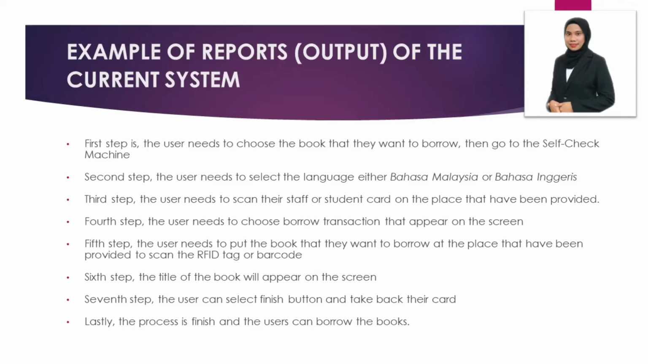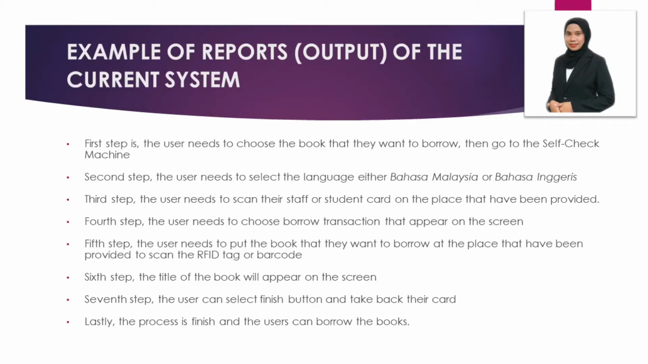Fourth step, the user needs to choose the borrow transaction that appears on the screen. The fifth step, the user needs to put the book that they want to borrow at the place that has been provided to scan the RFID tag or barcode that is stated at the back of the books. If there is any problem when scanning the code, the user needs to refer to the counter. At the counter, the staff will do the process of borrowing the book manually.